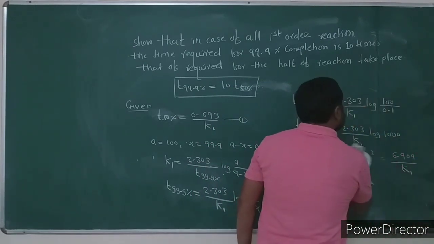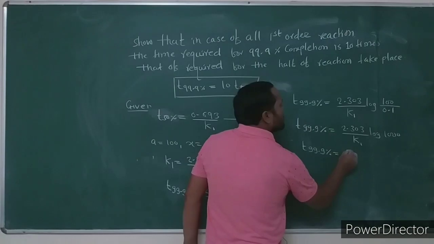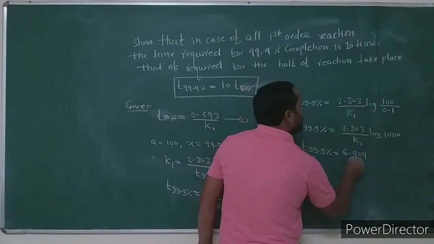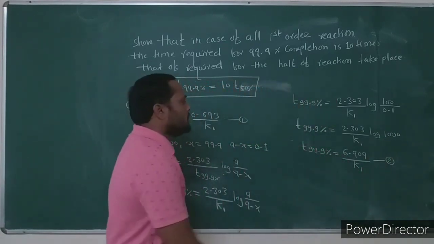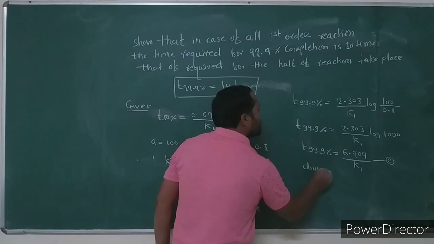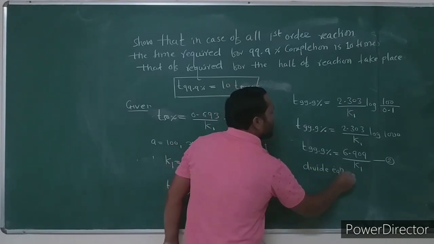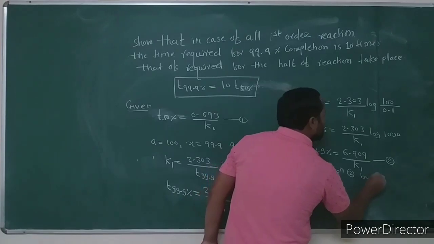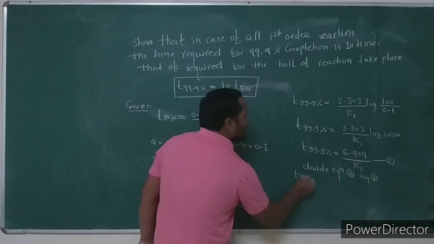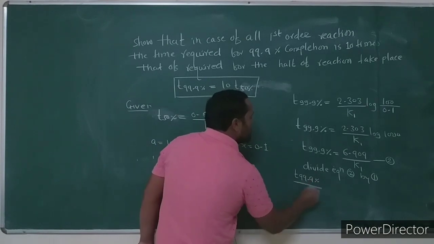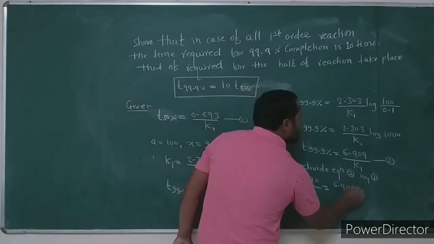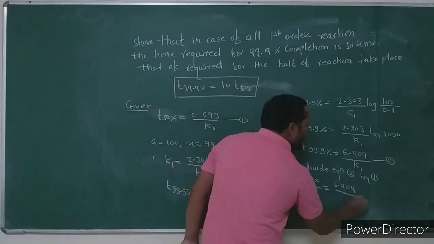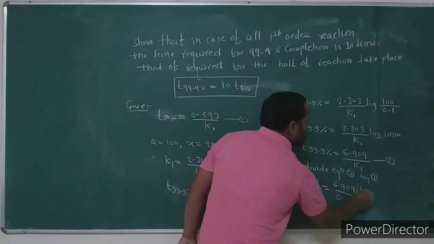Then we can directly write this by solving: it is equal to 6.909 divided by K1. This is the equation 2. Divide equation 2 by equation 1. We get T 99.9% divided by T 50% is equal to 6.909 divided by K1.